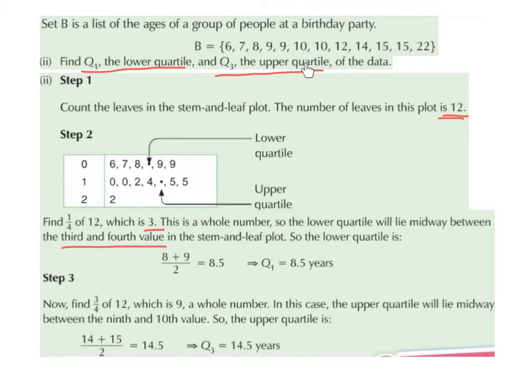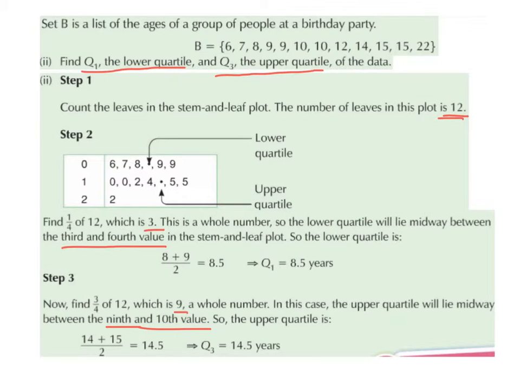Next we want to find Q3, the upper quartile. So now we find 3/4 of the total amount, and the total amount, remember, is 12. So 3/4 of 12 is 3/4 multiplied by 12, which is 9. Alternatively, we could have said 12 divided by 4 multiplied by 3. So 9 is not Q3 or the upper quartile. 9 is going to tell us how to find it. So 9 is a whole number. So the upper quartile will lie midway between the 9th and 10th value. So what we do is find the 9th and 10th value, add them together and divide by 2.